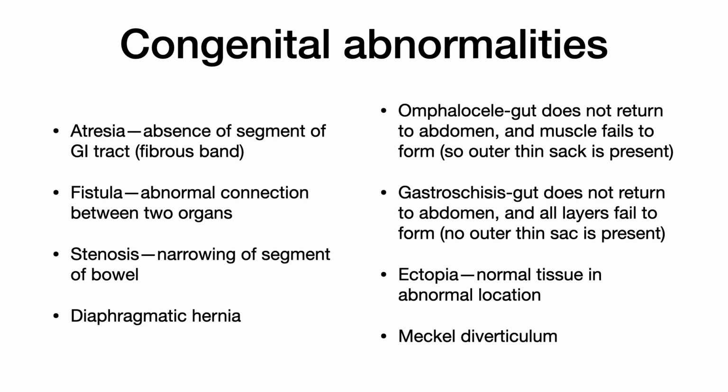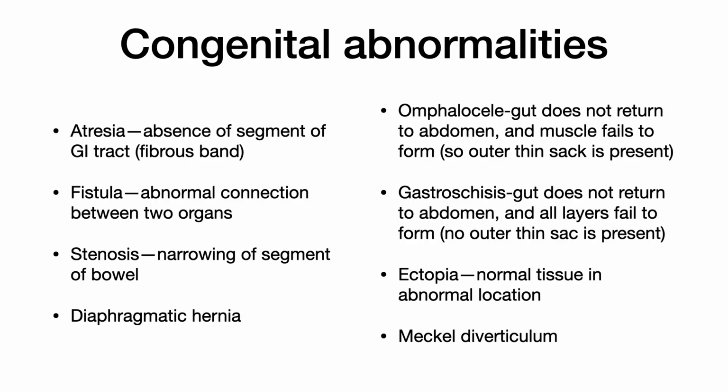So, okay, we'll talk about congenital anomalies of the GI tract. Atresia is an absence of a segment of the GI tract, so you basically have a fibrous band. A means none. Fistula is an abnormal connection between 2 organs. The common one talked about is a tracheoesophageal fistula. But with gallstones, you can also have one between the bile duct and the duodenum. With colon cancer, you can develop enterocutaneous fistulas and things like that. So it's an abnormal connection, one that shouldn't be there.